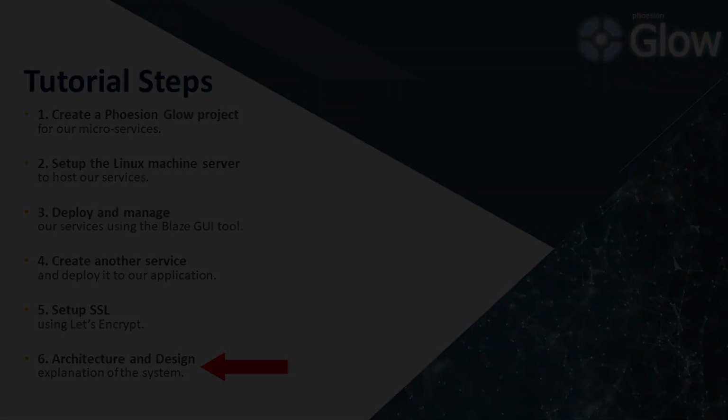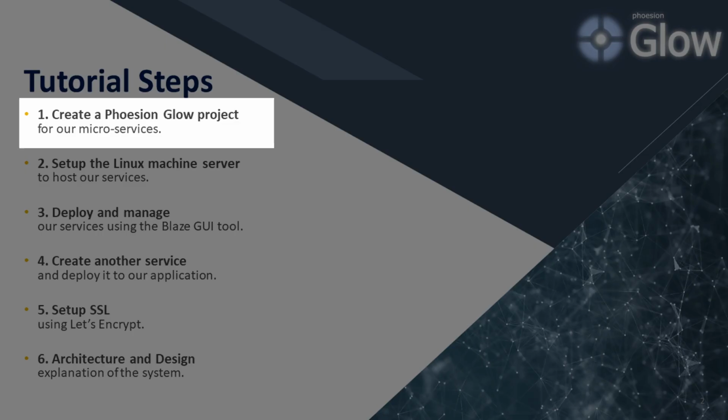Okay, let's start. The first step is to create a Phoesion Glow project file. This file is basically a JSON file that will hold information about the microservices we want to deploy, like where are the files and other configurations. Thankfully, there is a quick tool for managing the project file called Phoesion Glow Project Editor that is installed with the Blaze installer.